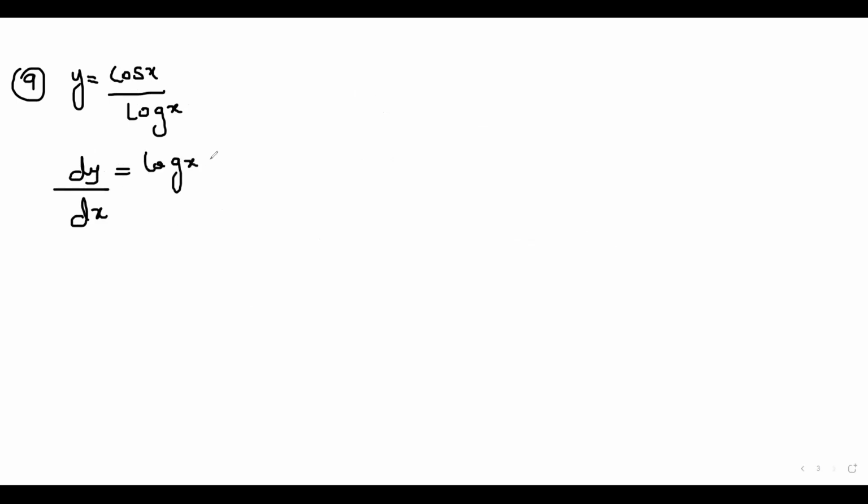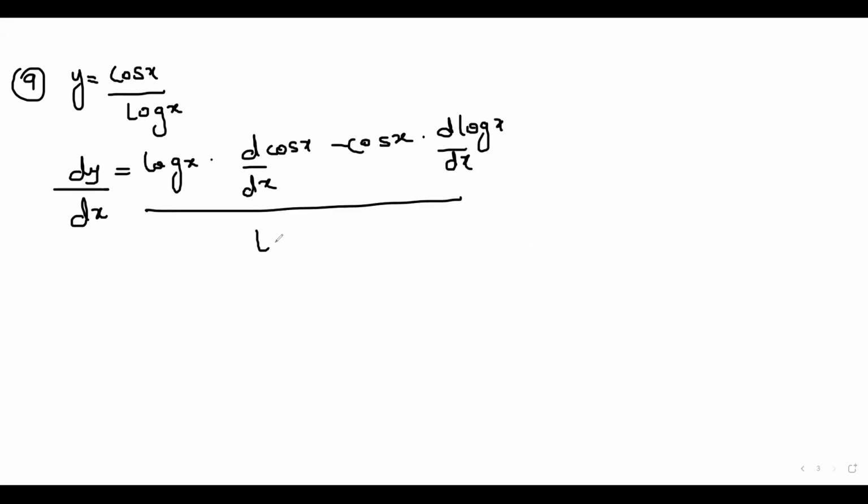Okay. Next is question number 9. Ninth is what? y is equal to cos x by log x. Nabil, what's the doubt in this? Here we will apply the quotient rule. So dy by dx will be equal to what? Log x into derivative of cos x minus cos x into derivative of log x by log x square.